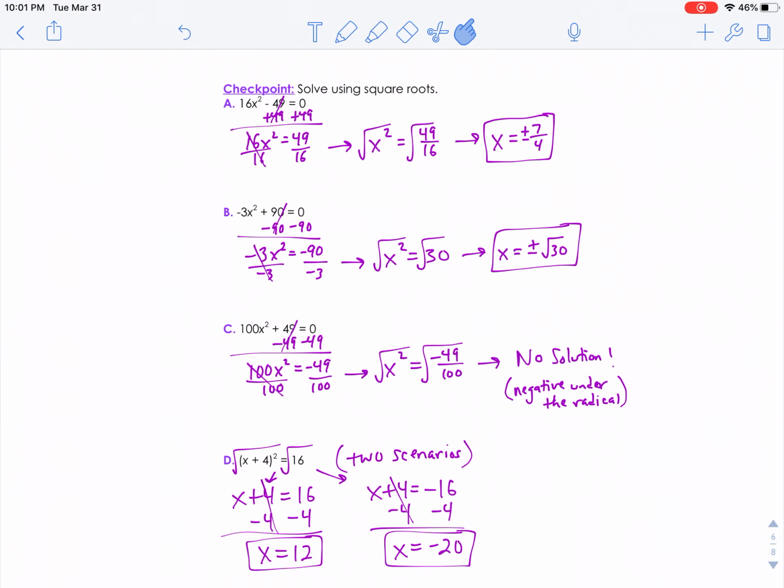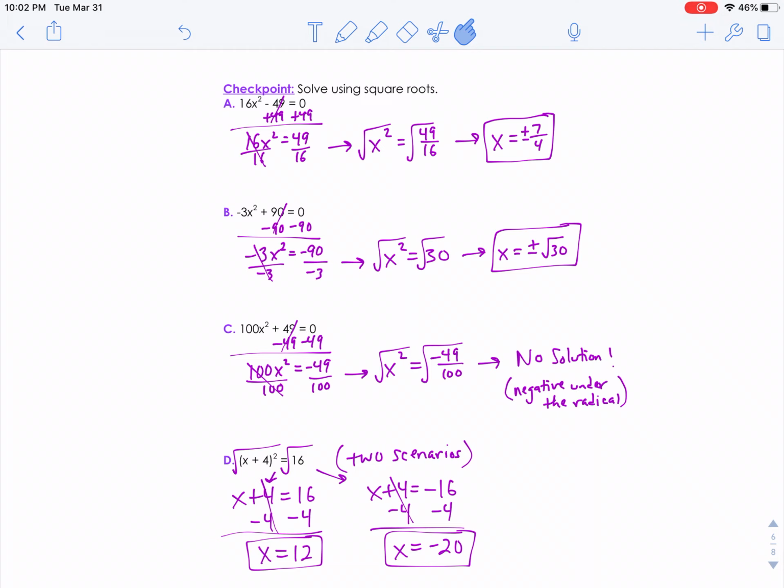All right, here are the answers to those 4 practice problems. Take a good look at them. You're basically solving these just like regular equations. You're isolating the x, but the only difference is that in order to isolate the x, you're going to have to take a square root eventually.